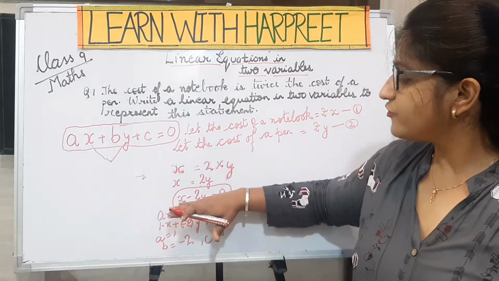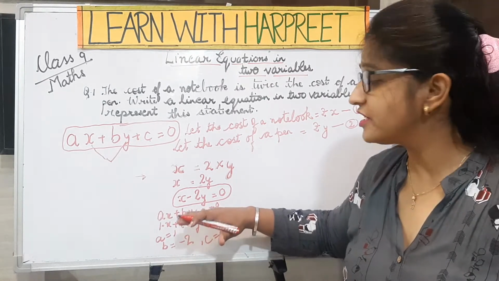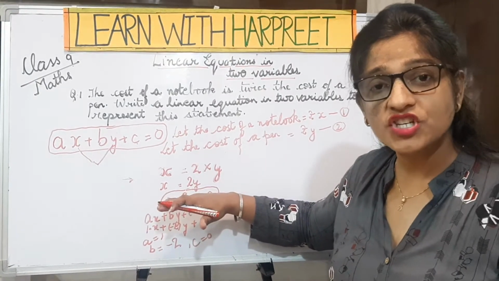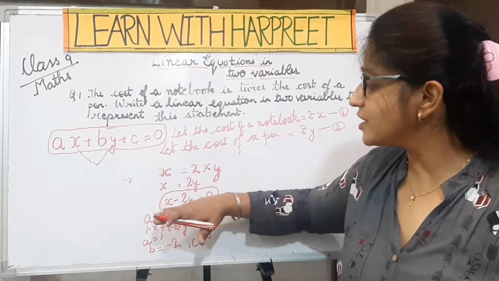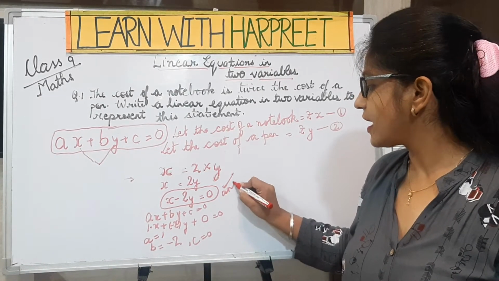This is further done if it is asked in the question, the value of constants. If it is not asked, if it is just asked to frame the linear equation to satisfy the statement, you just have to stop here: x minus 2y equals 0. So this is your answer.